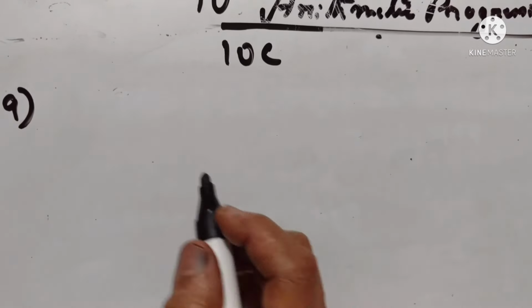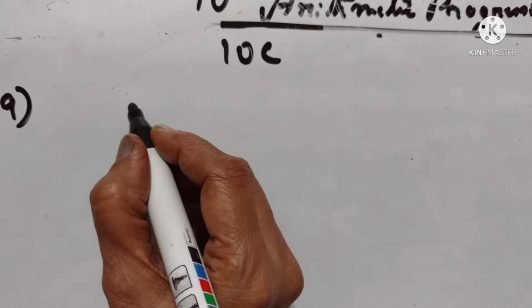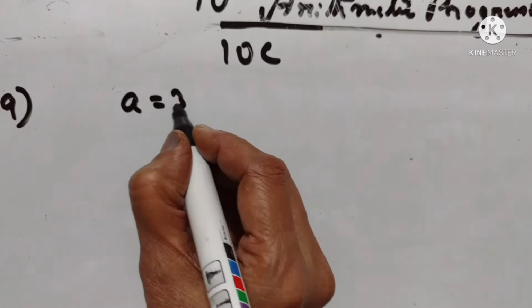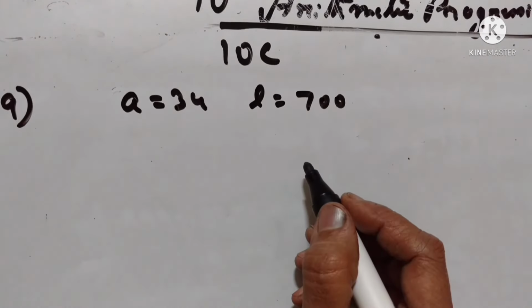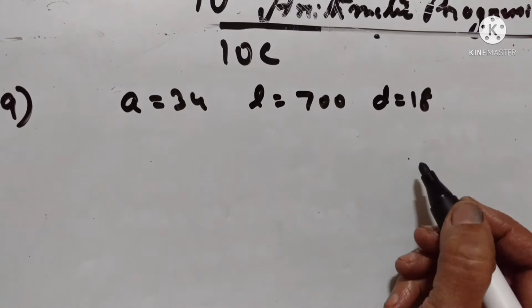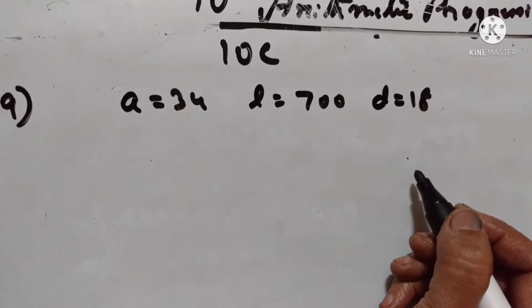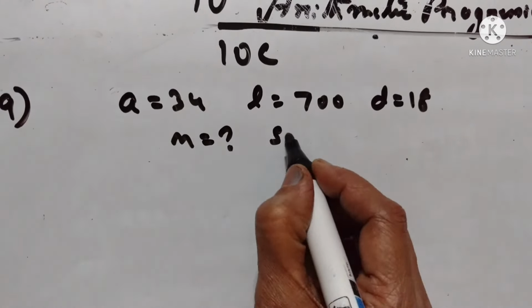9th problem. The first and the last terms of an AP are 34 and 700 respectively. First term is equal to 34 and last term is equal to 700. If the common difference is 18, how many terms are there and what is their sum? N is equal to what and sum is equal to what?